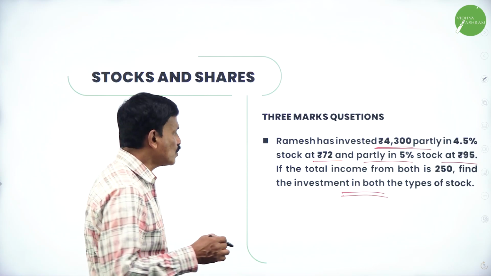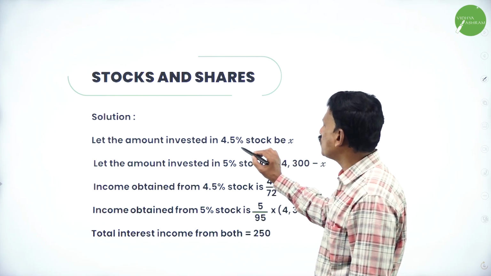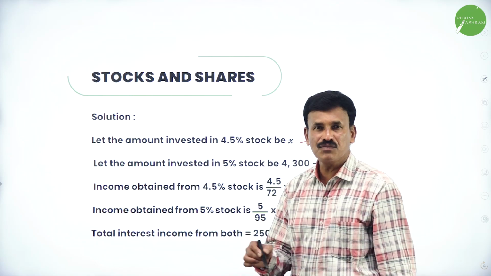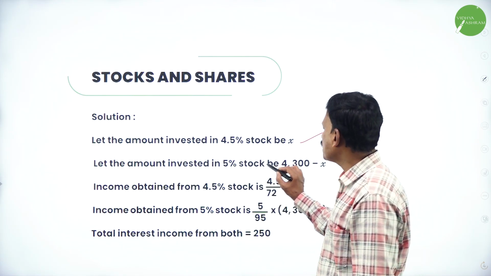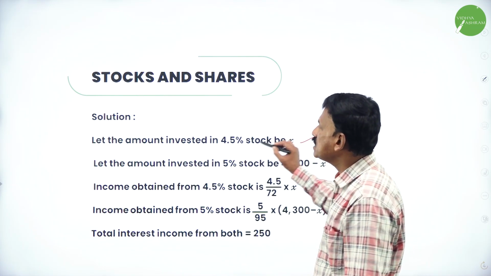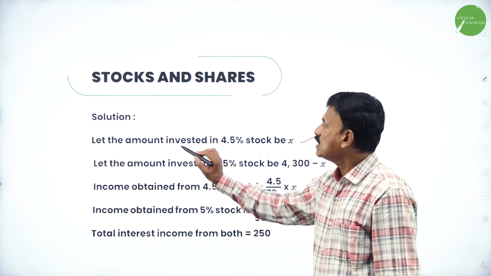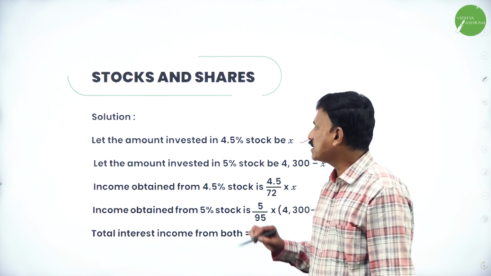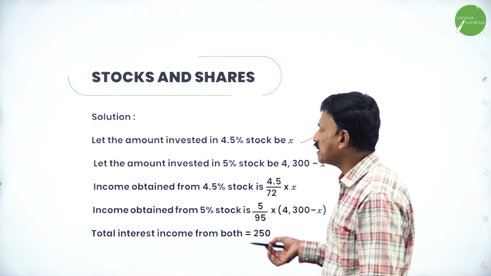Now, let us move on to the solution. Let us assume that the amount invested in 4.5% stock be X. So X is the amount invested in 4.5%. Let the amount invested in 5% stock be 4,300 minus X. Let the amount invested in 4.5% stock be X, and let the amount invested in 5% stock be 4,300 minus X.